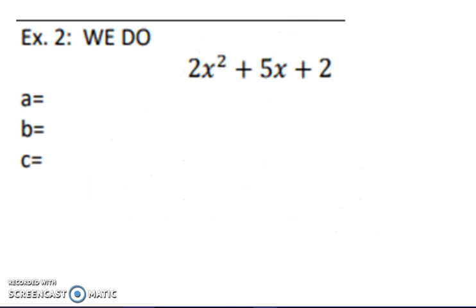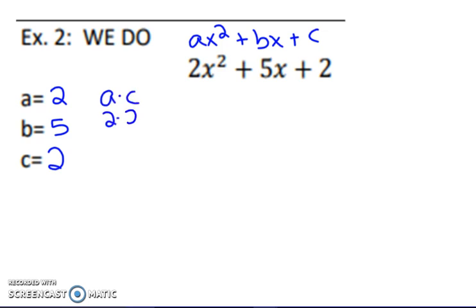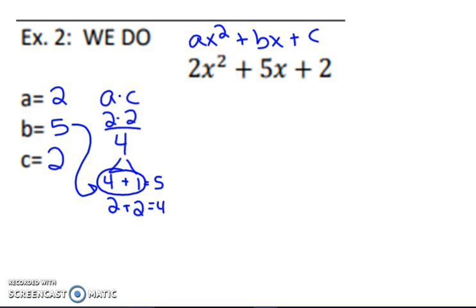If we look at example 2, again, we want to keep in mind quadratics, ax squared plus bx plus c. Well, a has a value of 2, b has a value of 5, and c has a value of 2. So that tells me when I do a times c, it's going to be 2 times 2, which is 4. So now I'm going to break it apart. I have 4 and 1, and I have 2 and 2. However, my b tells me that 4 plus 1 equals 5, and 2 plus 2 equals 4. So I want to use the 4 and the 1. Again, we multiply to get ac, but then we want to add to get b.